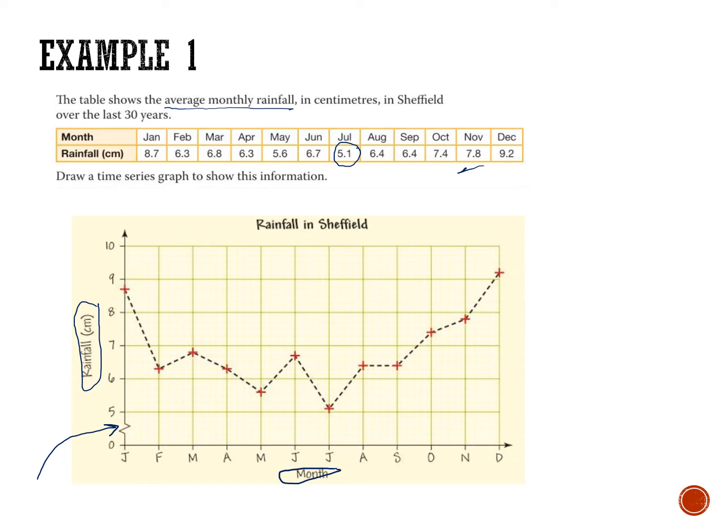Now this question doesn't ask you to comment on it, the next one will, but if we were asked to comment on it, you can see that the rainfall tends to be less in the summer months, and more in the winter months and into the autumn as well, with the most being over the winter months. So if you were asked to comment, you would say something like that. Okay, so that's your first example of a time series graph. If you need a little bit more time to write that down, please do pause the video now, because we're going to go on to the next example.